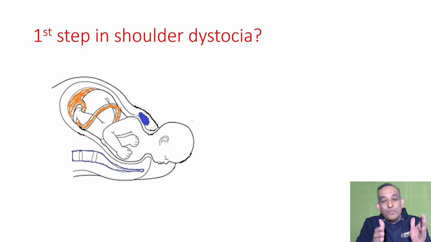So yes, when you're doing a delivery and a woman has shoulder dystocia, we just push the knees onto the mother's abdomen. We hyperflex the hip joint more than 90 degrees. That's naturally the first step of management of shoulder dystocia, the flexion of the hip joint more than 90 degrees.